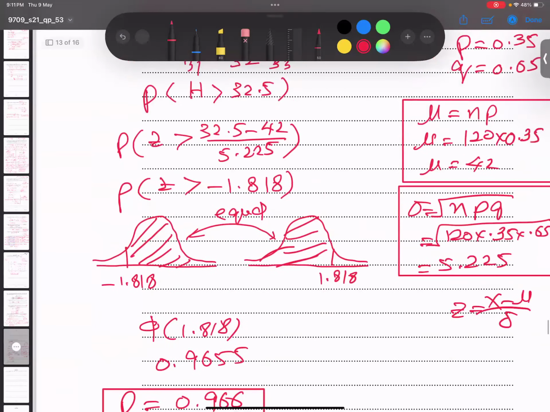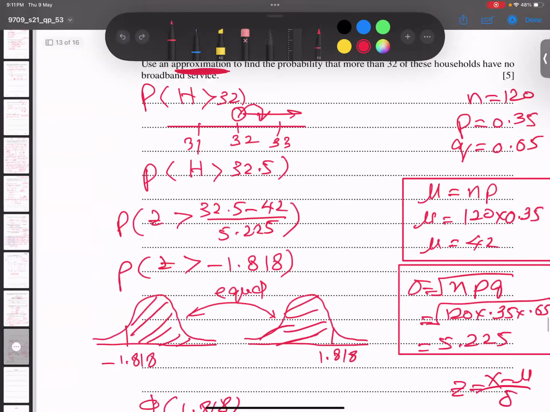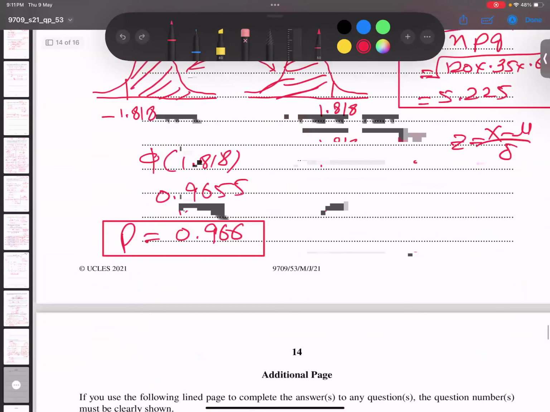And he was asking to find the probability, and this is our required answer. And the paper is completely over.